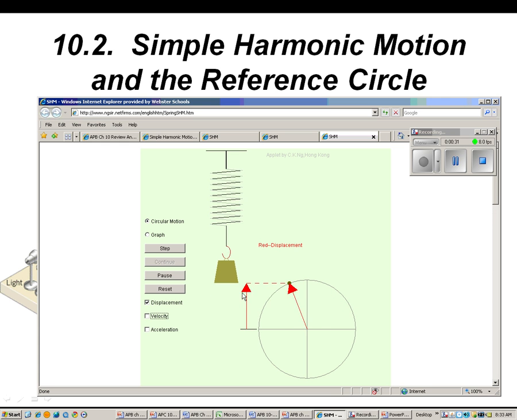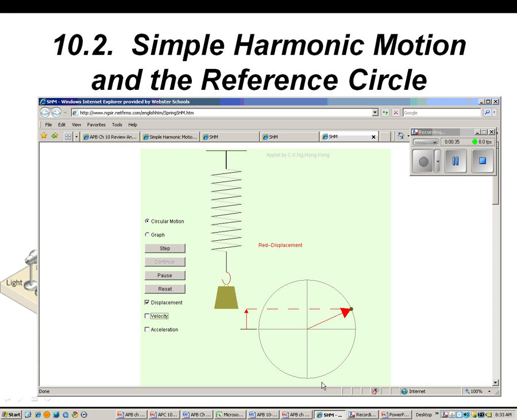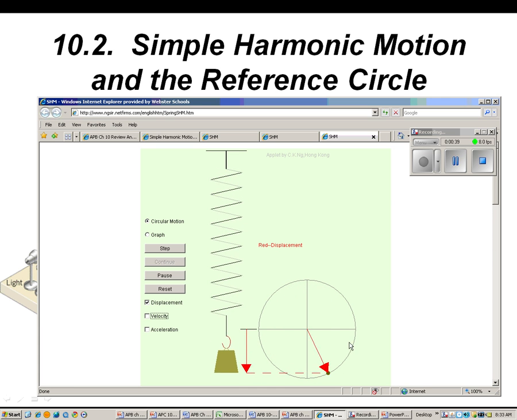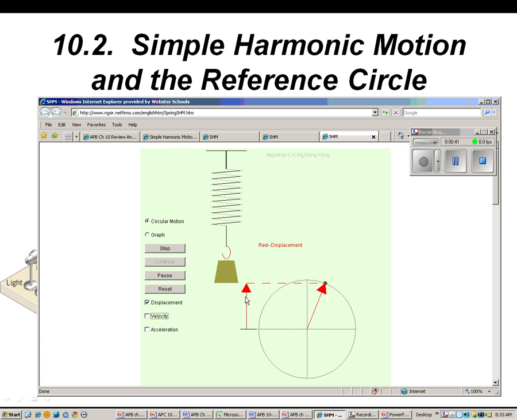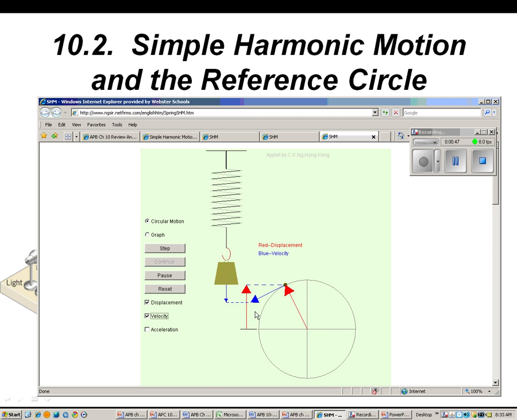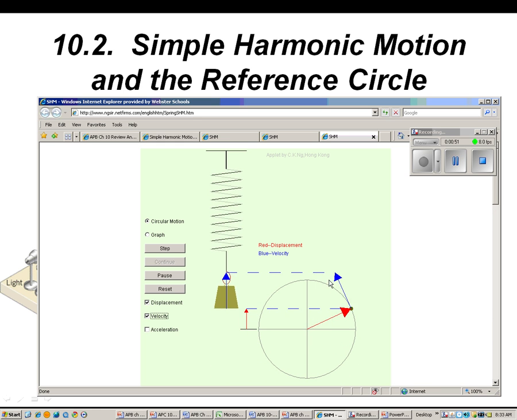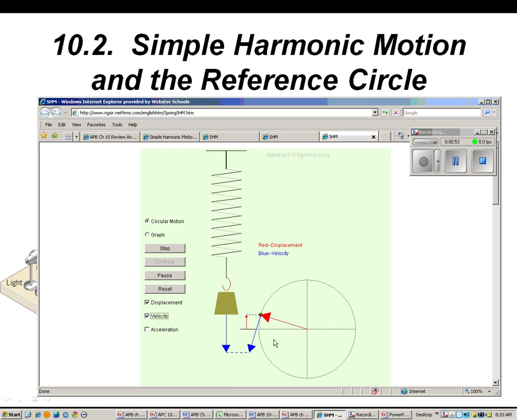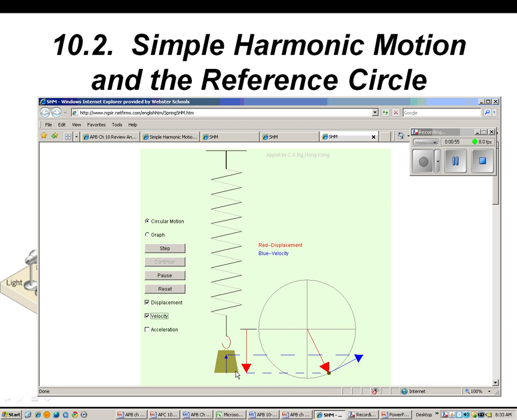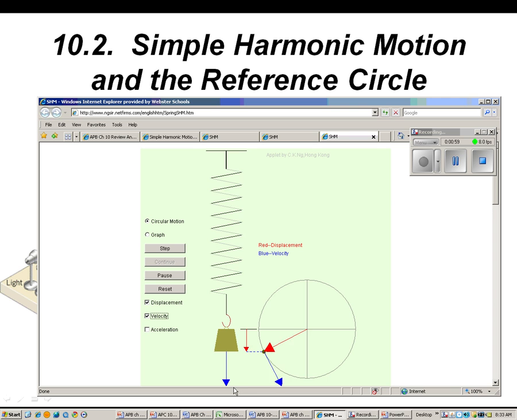You see that this motion up and down matches the circular motion. What's interesting here is the circular motion is at a constant speed, but the linear motion is not at a constant speed. You'll see that this velocity vector is always changing. In the circle, it stays constant all the time. The displacement stays constant all the time. But if you look in the linear sense, the displacement's always changing, velocity is always changing.